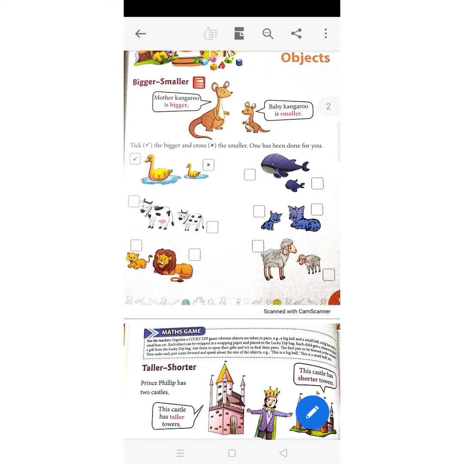Next picture. See, the cow is bigger than the calf. Beside that, the kitten is smaller than the cat. Whereas the cub is smaller than the lion. Similarly, the ship is bigger than the lamb. Let us see some more examples.